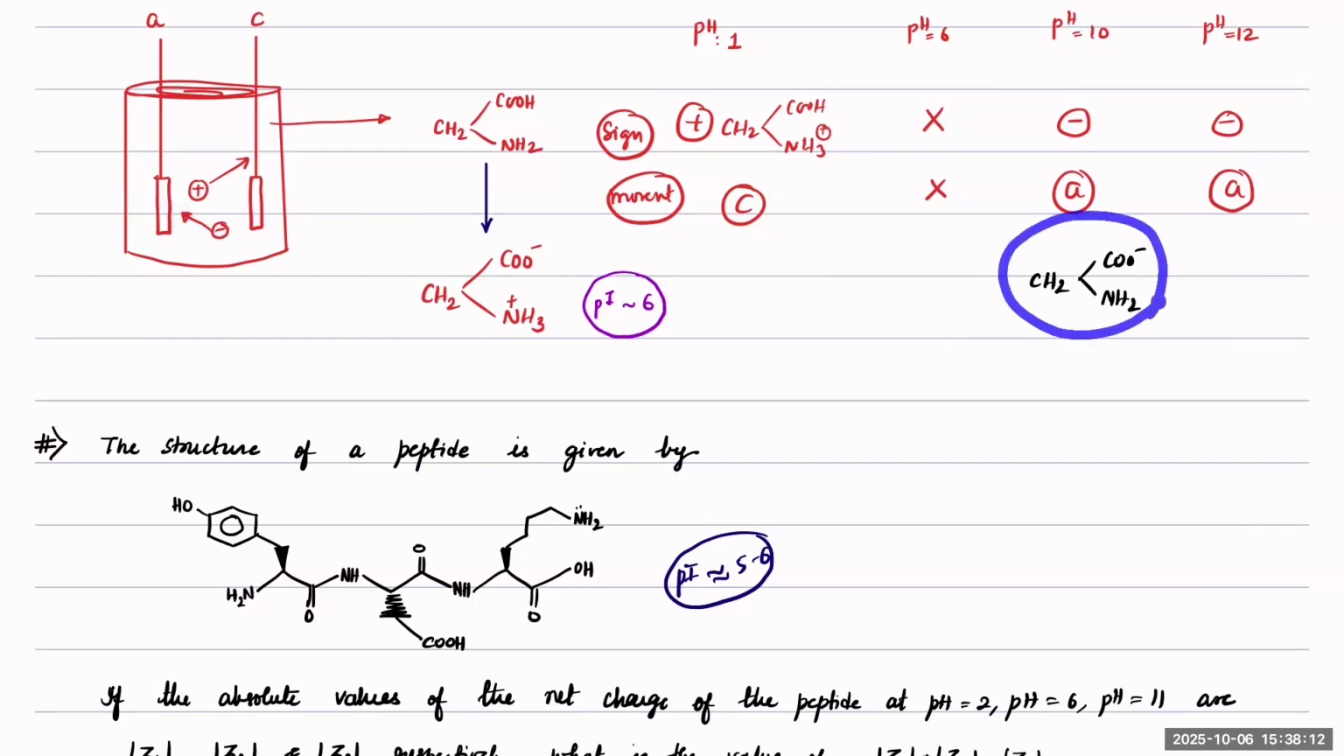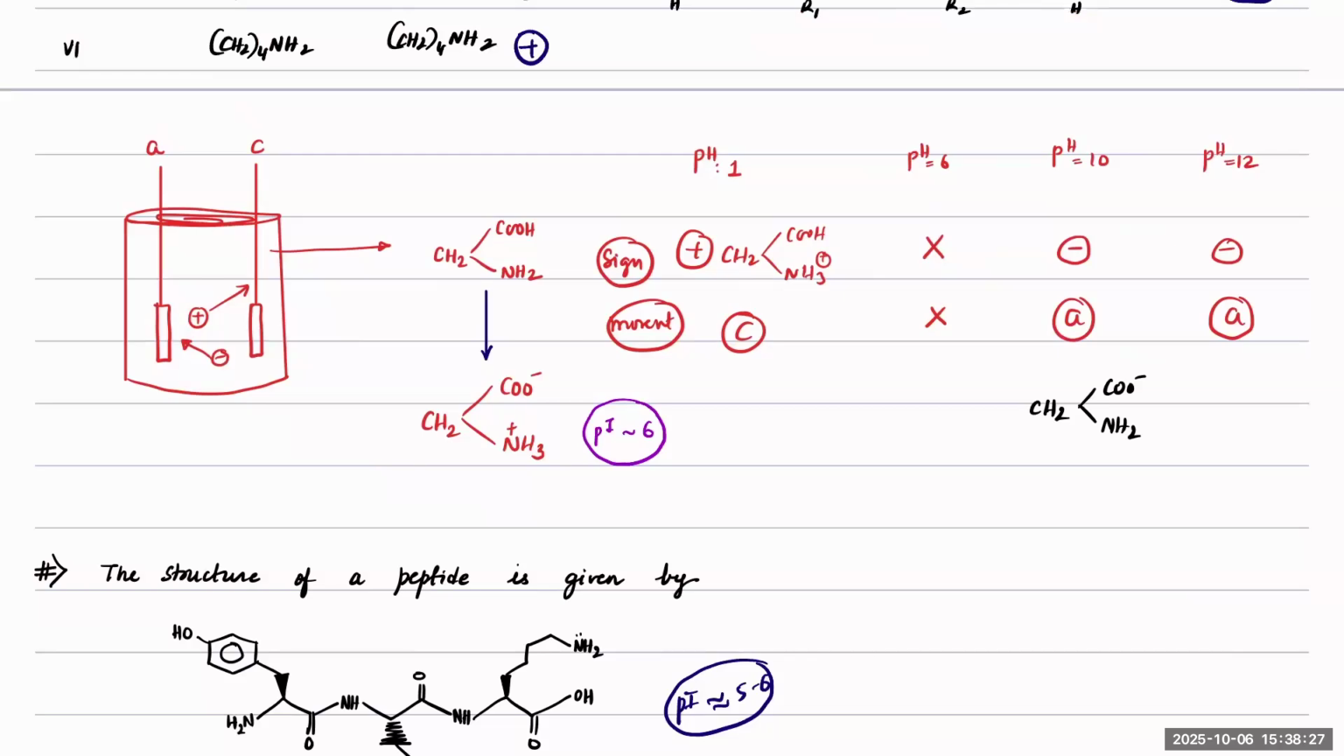Clear, girls? So when pH is equal to 10, the movement will be towards anode. pH is equal to 12 means even better, more basic. That means that will also go towards anode. Got it? Have you understood how the movement of ion is?